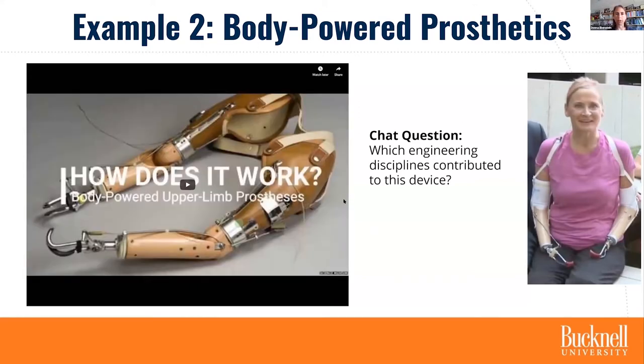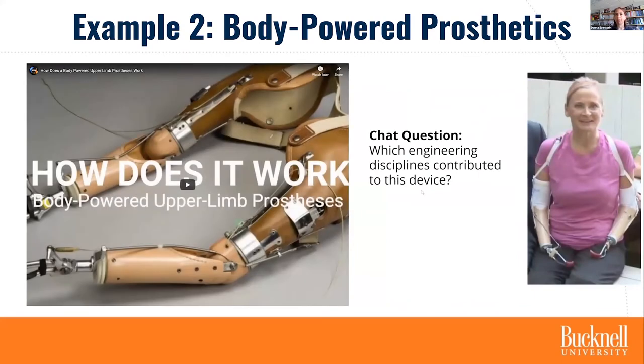So main idea there is you basically shrug your shoulders to control this thing. It's very basic. As far as mechanical actuation, you shrug your shoulders up and the hook opens and you relax and the hook closes, and that's the way it functions.